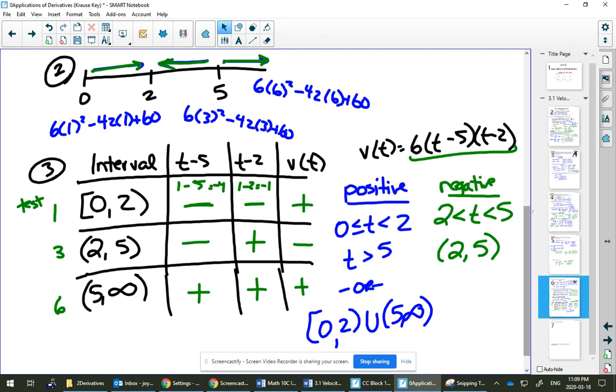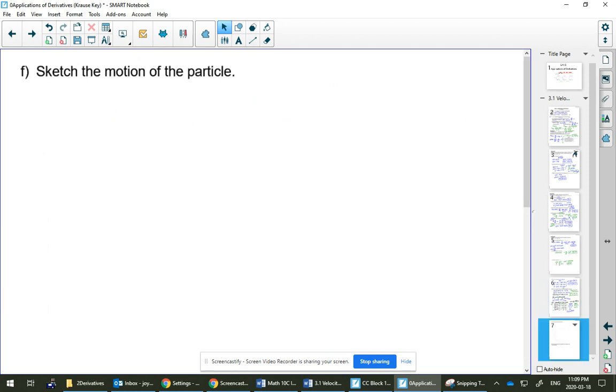Now we can take this information and sketch what the particle movement actually looks like. So we want to sketch the motion of the particle. The first thing we're going to do is go through and figure out everything that we know. So summarize everything that you know or that you can find easily.